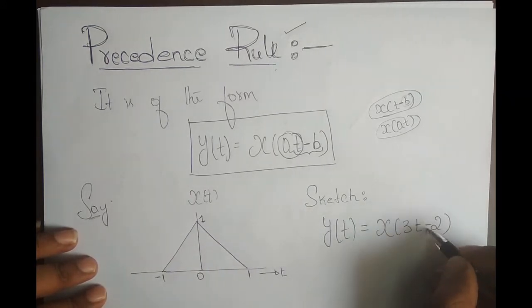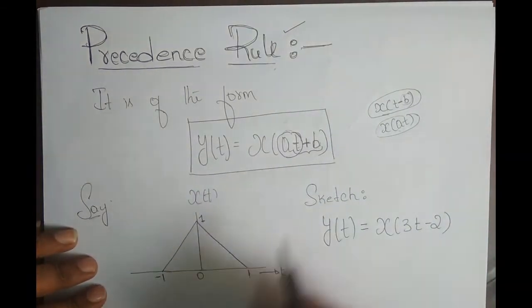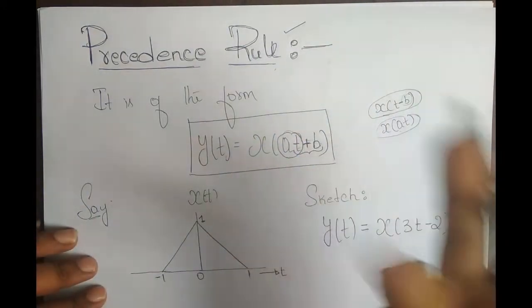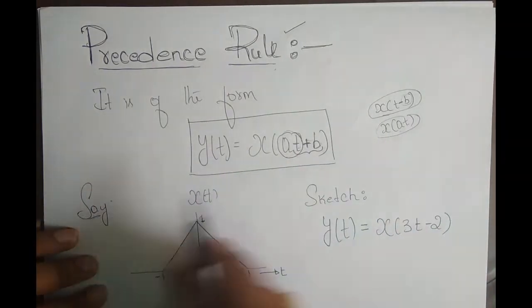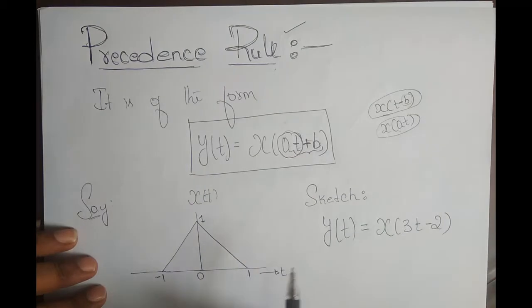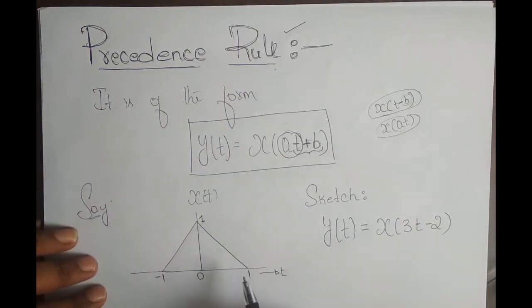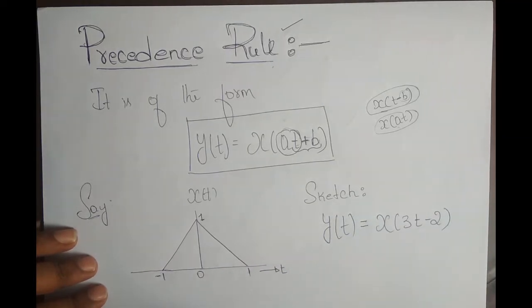If this is plus, also fine. It's not like this has to be minus. This can be plus also. Whenever it is plus, what does it mean? I have to shift it left. If it is minus, I have to shift it right. So don't worry whether this is plus or minus. But whenever it involves both shifting and scaling operation, then I have to follow the precedence rule. Now, if this is the case, what is it that I need to do?